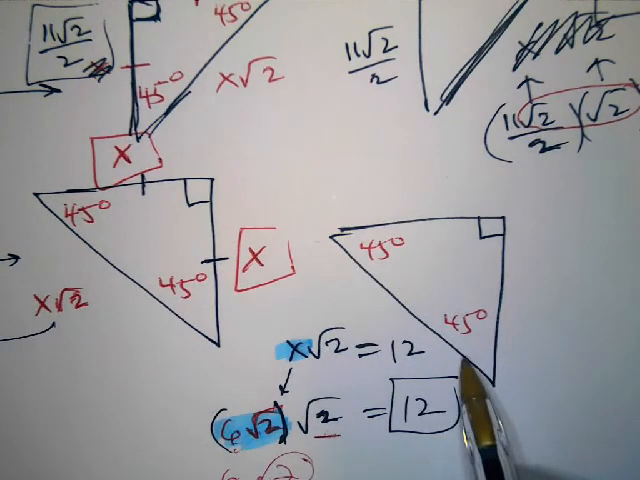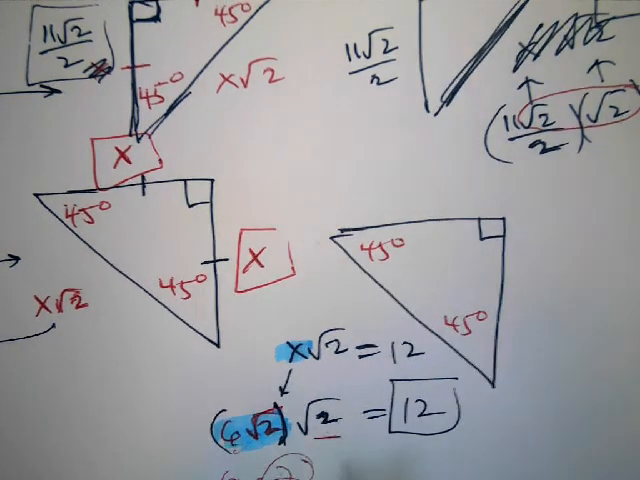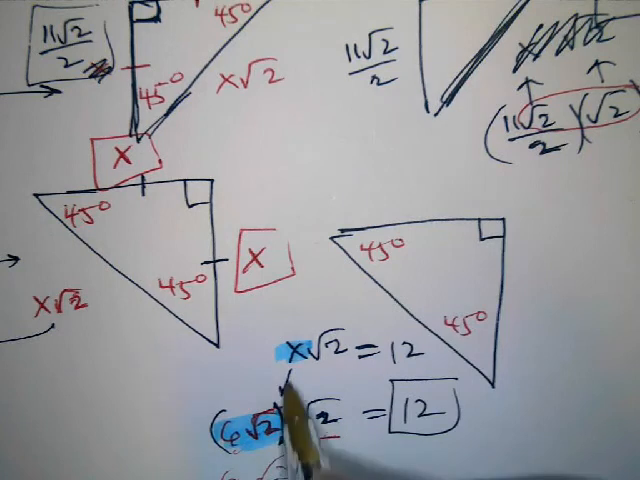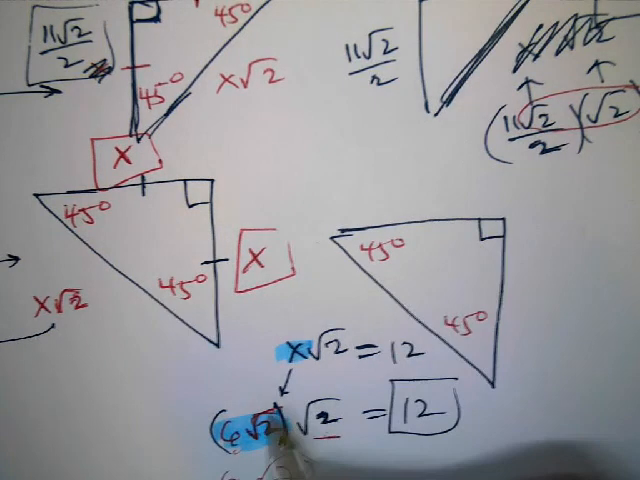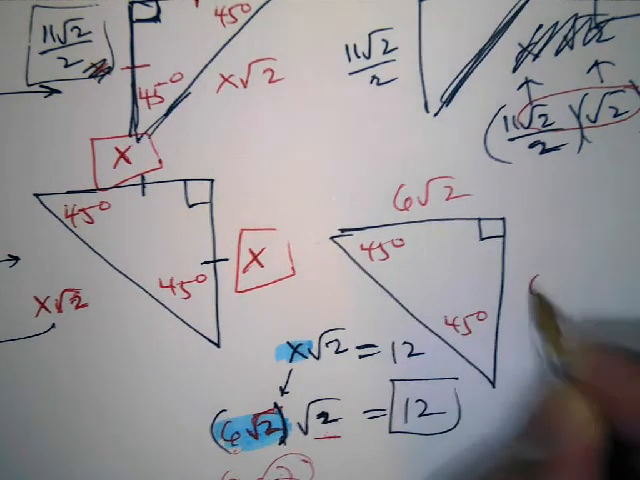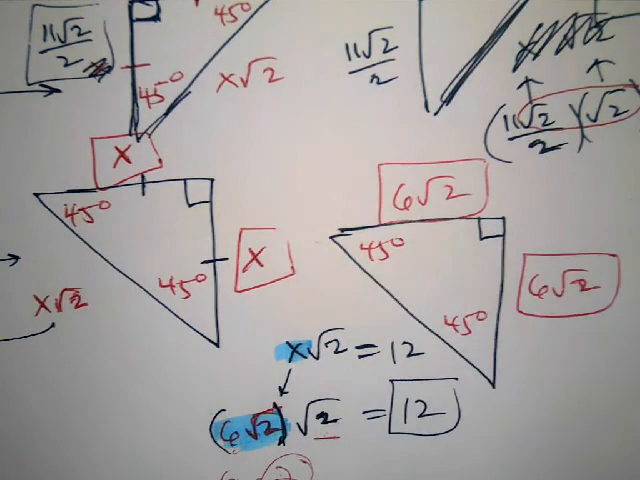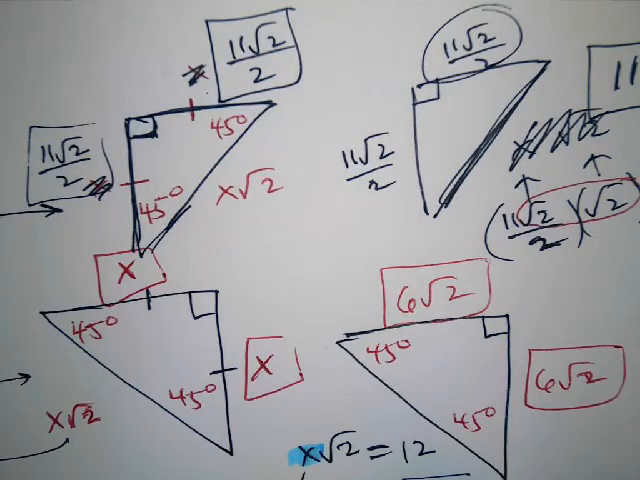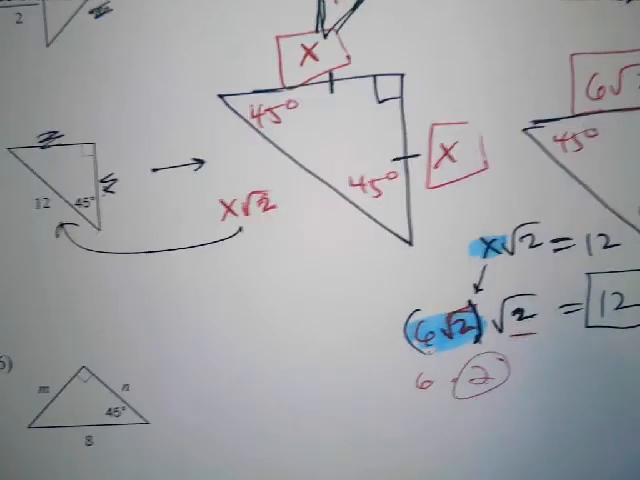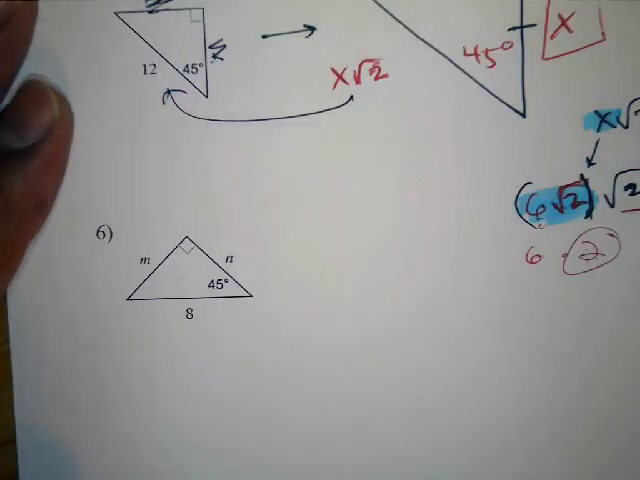And your x is what? Those are the values for your legs. Your x is what I need. I already know this one. I'm not trying to find this one. This one's 12. But that means that the x is going to be what? Your legs are going to be 6 root 2, 6 root 2.